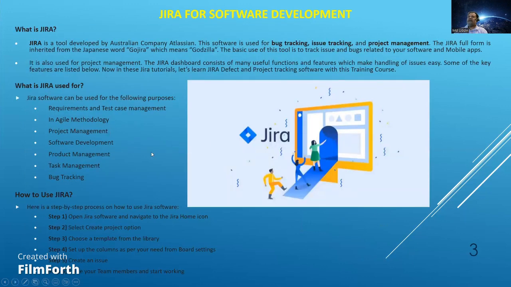So what is Jira? Jira is basically a tool which is developed by the Atlassian company, and this is used for bug tracking, issue tracking, project management. It gives you a total project management tool where you can track the issues, you can create the bugs, you can create a project, you can track a project. And the full form is inherited from the Japanese word. We don't need to do this.